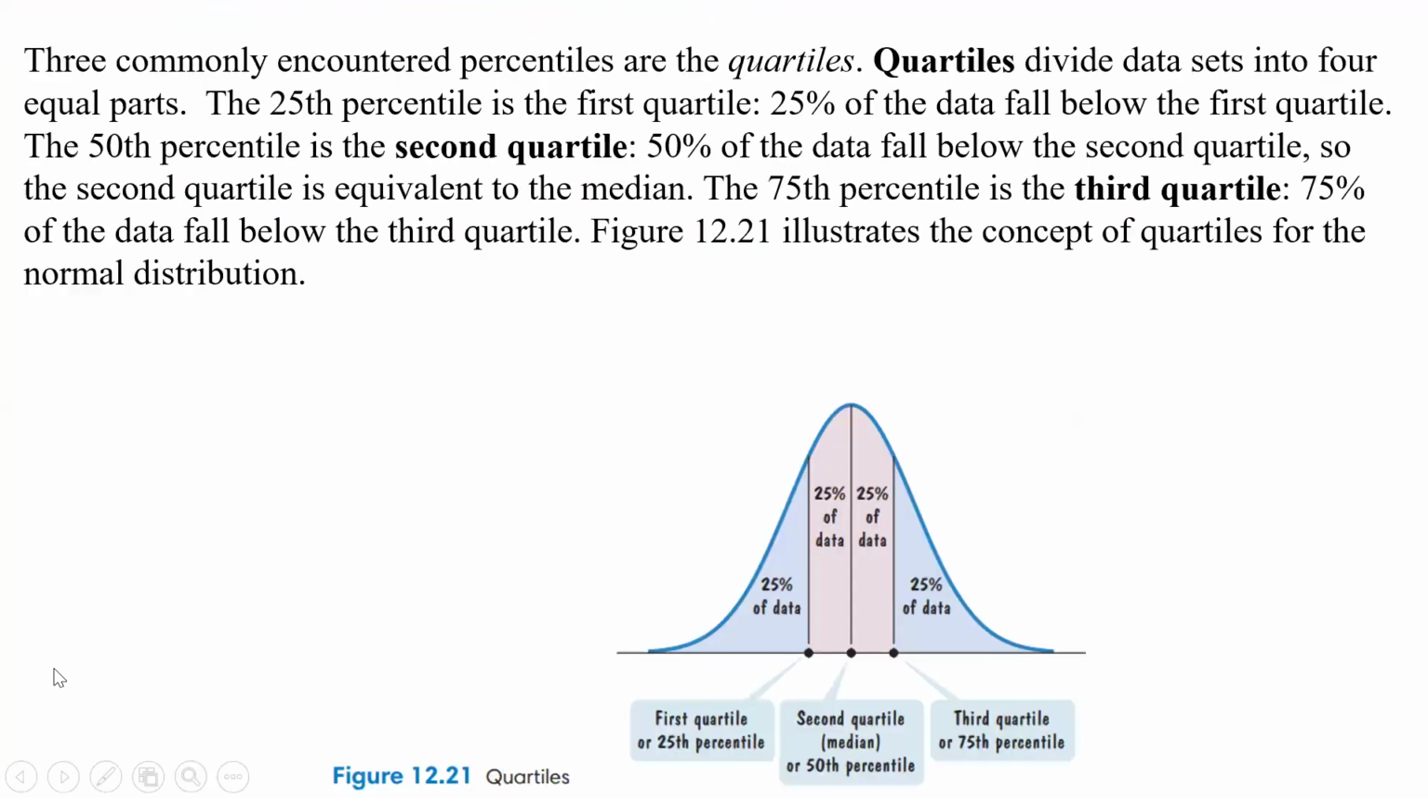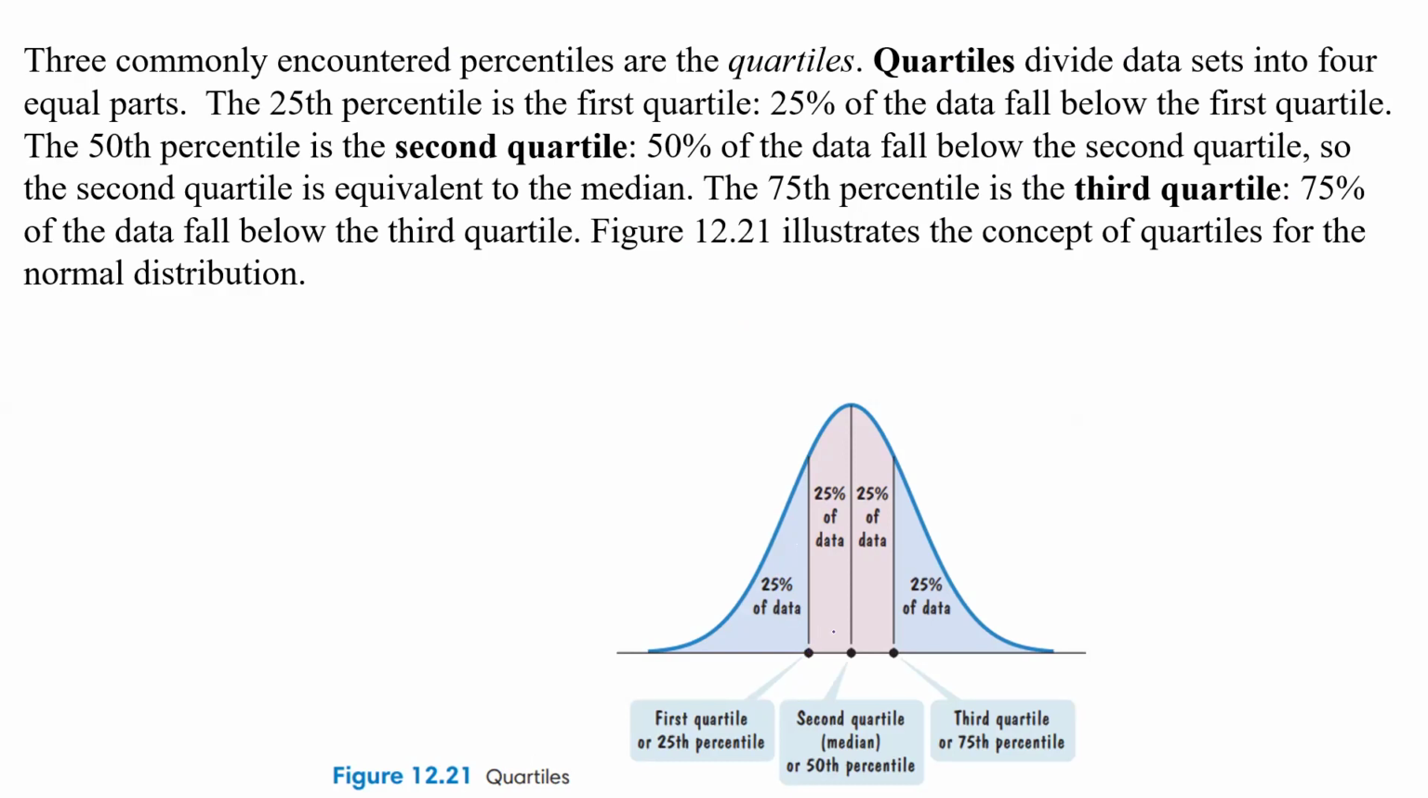All right. Another thing we could look at besides percentiles is something called quartiles. Three commonly encountered percentiles are the quartiles. These are actually percentiles, but there are specific ones called quartiles. Quartiles divide data sets into four equal parts. The 25th percentile is the first quartile. So that's this piece here. At this point is the first quartile, or the 25th percentile.